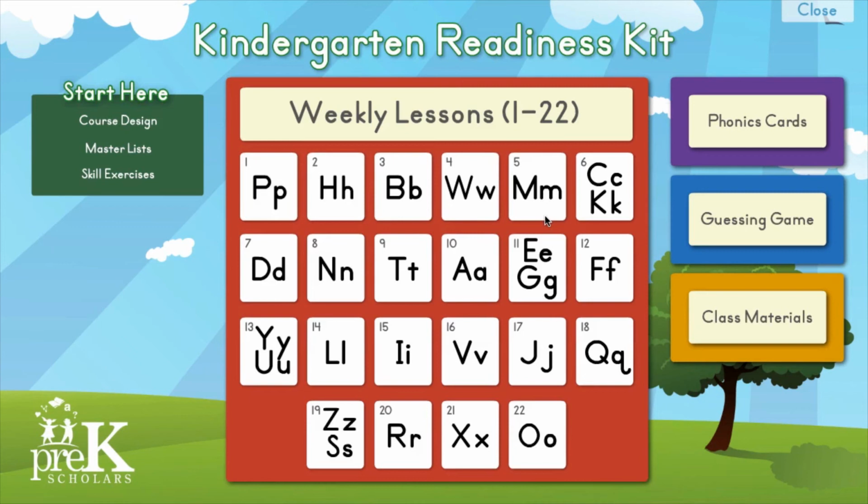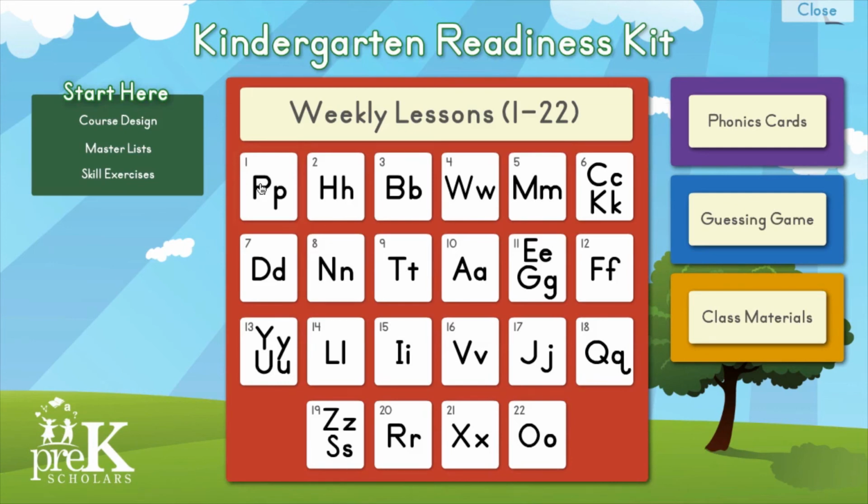We only have 22 lessons rather than 26 because we double up 4 times with similar sounding letters. Here, lesson 6, also lesson 11 with E and G, lesson 13 with Y and U, and lesson 19 with Z and S.